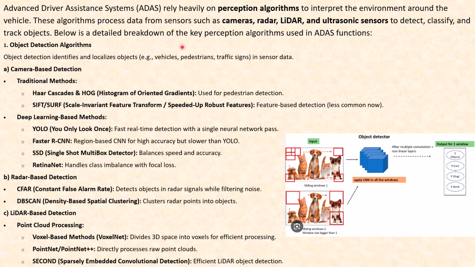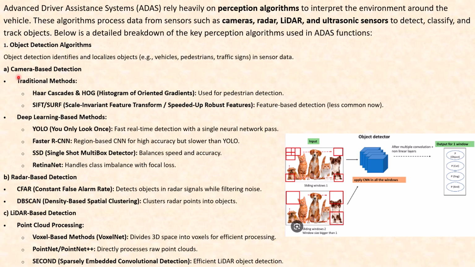Now understand this, many perception algorithms are already available in the market for some preset applications. The first and foremost application is the object detection algorithm, an algorithm which is required to detect an object. Object detection identifies and localizes objects in the sensor data, whether they are vehicles or pedestrians or traffic signs. Understand this word very carefully, detection.